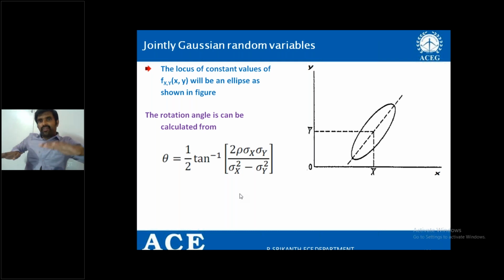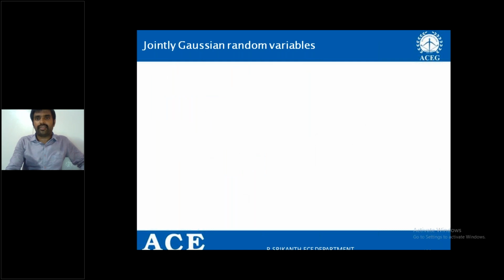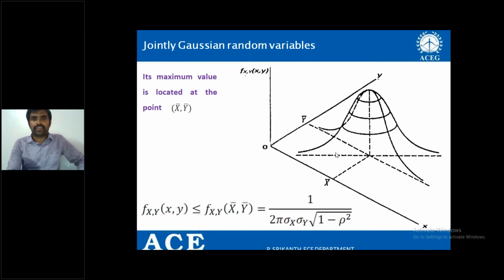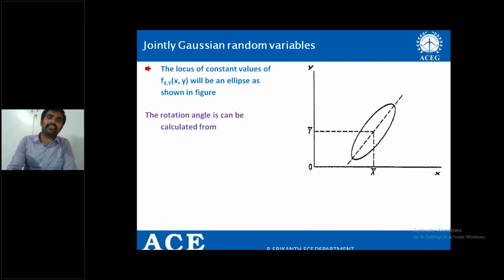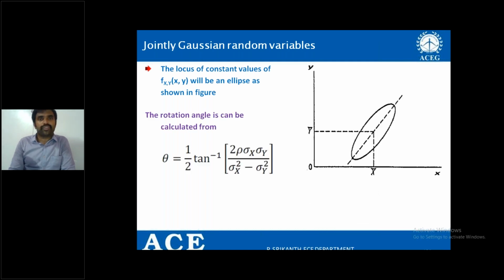Similarly, sigma y square will show the dispersion of the density function of y. Here you can see two images. This image is one density function and this image is another density function. That is, two Gaussian density functions you can see. One is related to x, another one is related to y. The dispersion of the two functions will be defined by the variances sigma x square and sigma y square. Based on the variances, you can take the rotation angle.